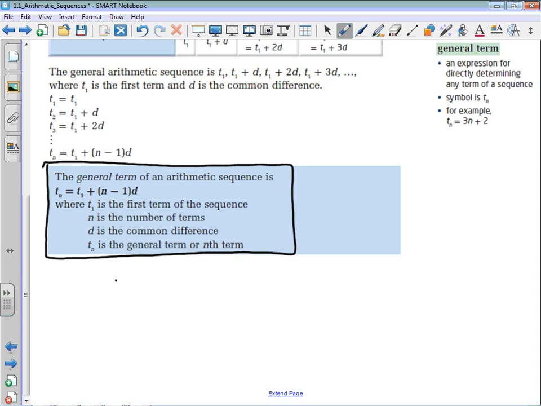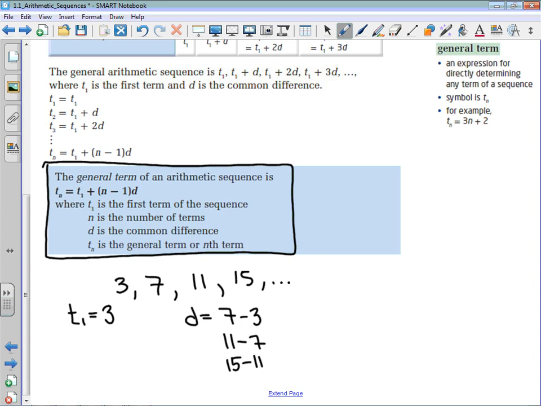So let's say I had 3, 7, 11, 15, and then I'll put the three dots to indicate that it goes on forever. Well, for that particular sequence, term 1 would be 3. The common difference, I could figure it out using 7 minus 3, or 11 minus 7, or 15 minus 11, because all three of those are 4. If you do not find that term 3 minus term 2 or term 2 minus term 1 give you the same thing, then you've either done some subtraction wrong, or it might not be an arithmetic sequence.